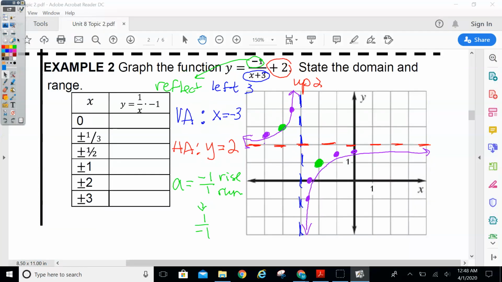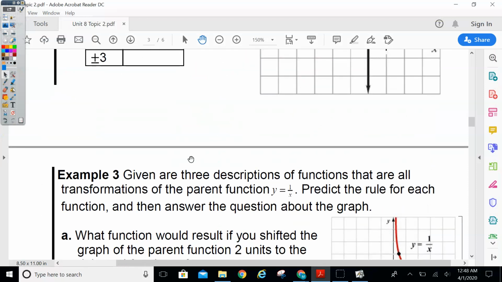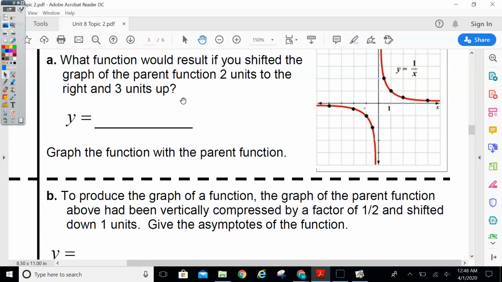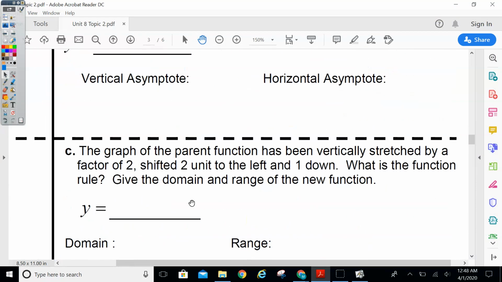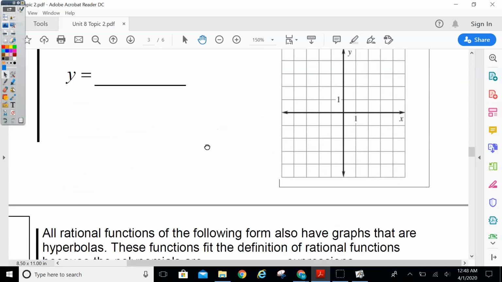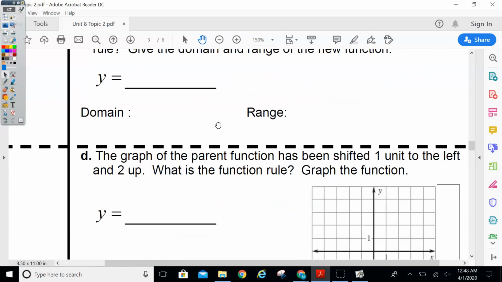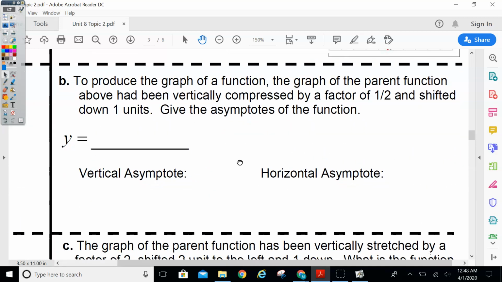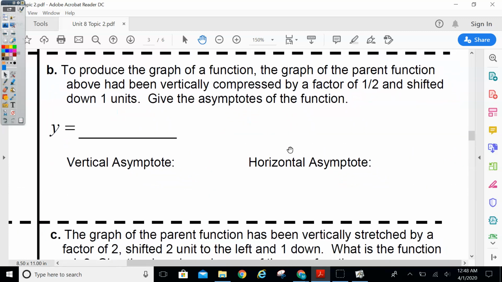So following these next pages, they just want you to make an equation for the graph, or make an equation from the situation. The only one I want to look at is B. So we're trying to make a function in the form a over x minus h, plus k.